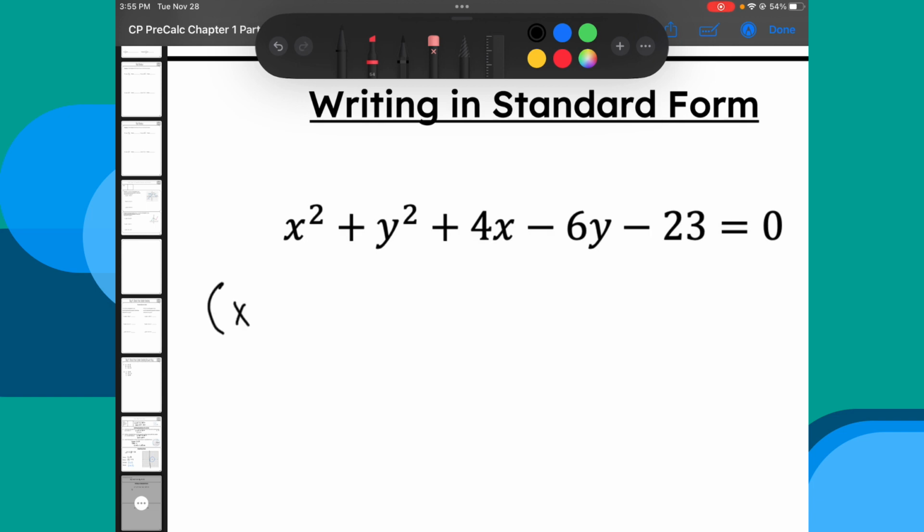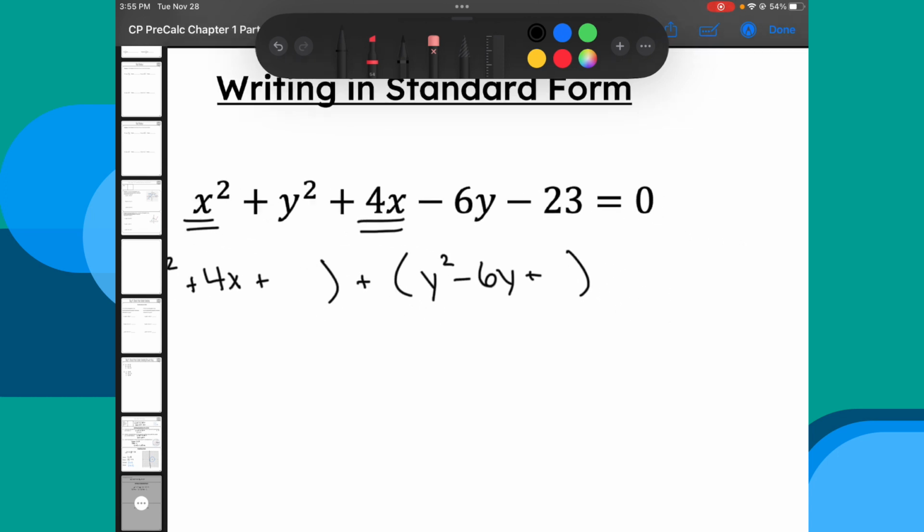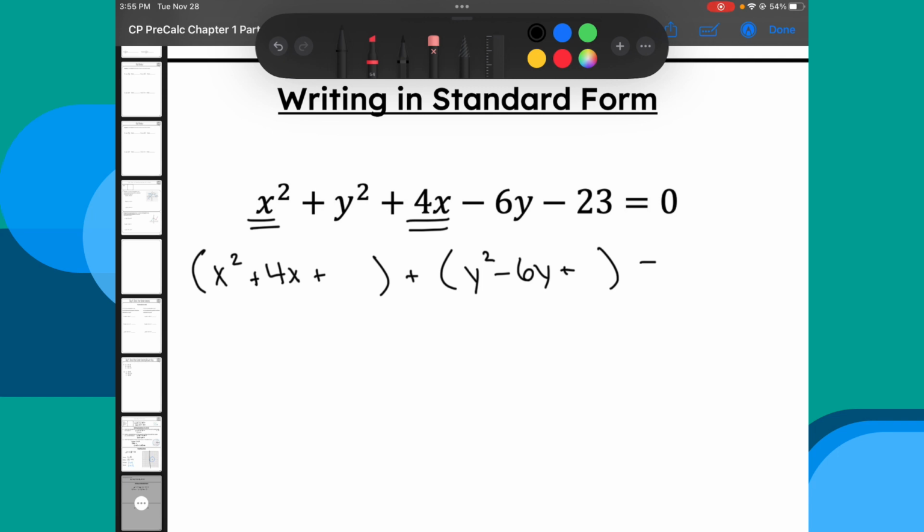So the first thing that I'm going to do is gather my like variables. So I have x, and then I have my x. So I'm going to gather them together in one set of parentheses. I'm going to gather my y's in the other parentheses. And then I'm going to take that 23 to the other side. So I'm going to add 23 to both sides.